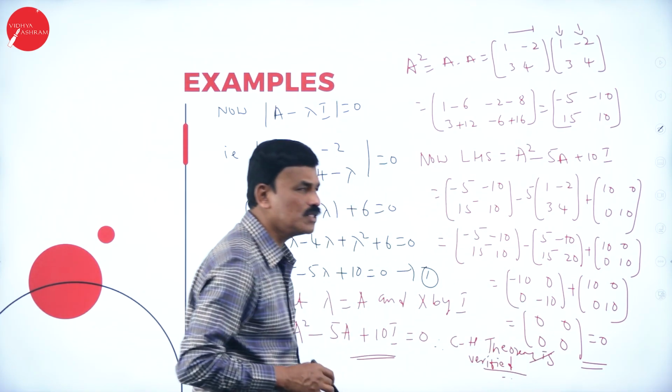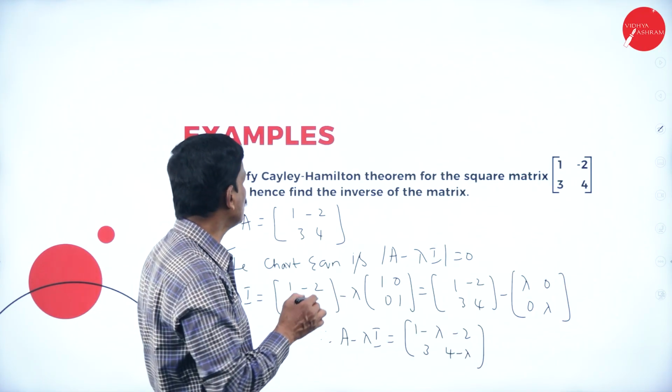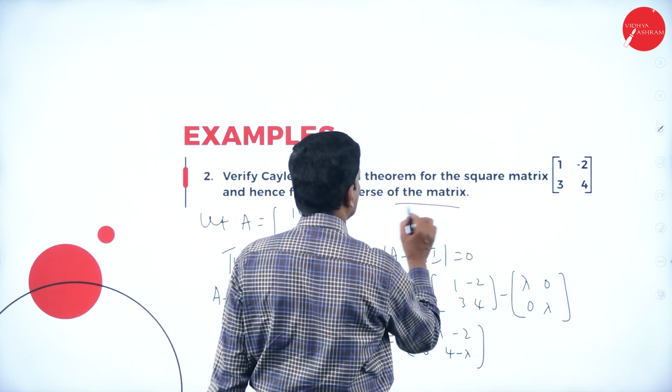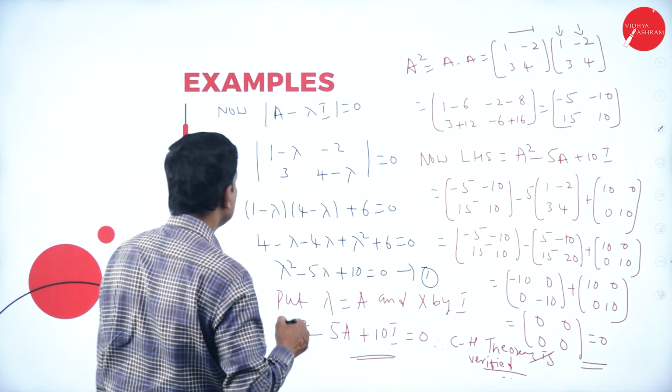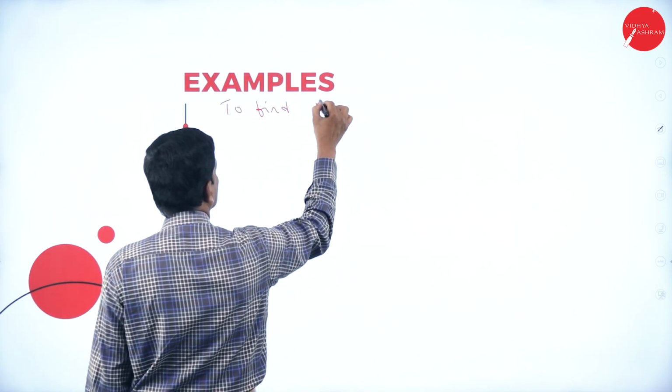That is, CH theorem is verified. Cayley-Hamilton theorem is verified. Now, what is the problem? Verify Cayley-Hamilton theorem and hence find the inverse using that. Right. So, to find inverse, next, to find A inverse.